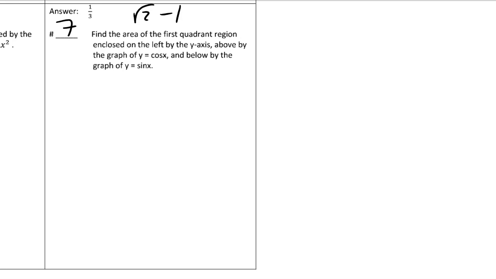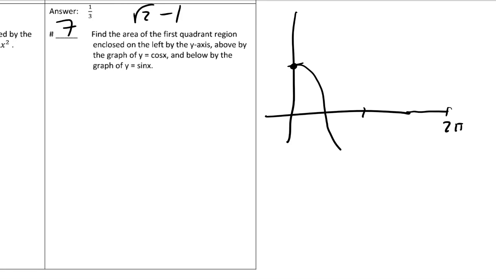Find the area of the first quadrant enclosed by the left side of the y-axis above the graph of cosine. So cosine goes up to 1. Call this 2 pi. Cosine graph looks like this.